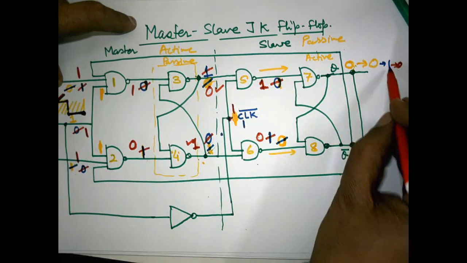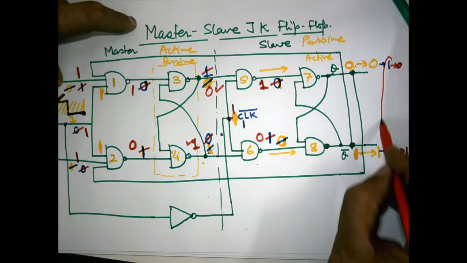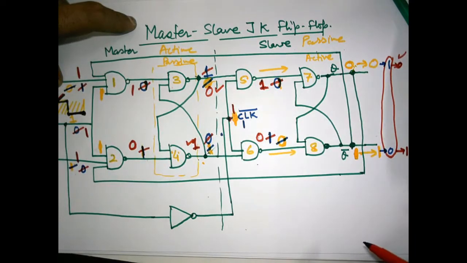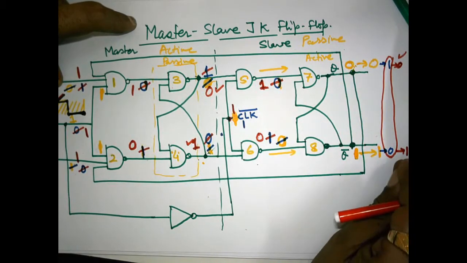So what was observed earlier as an output, the same situation has reversed. 1 has become 0 and 0 has become 1. So toggling is observed at the output.